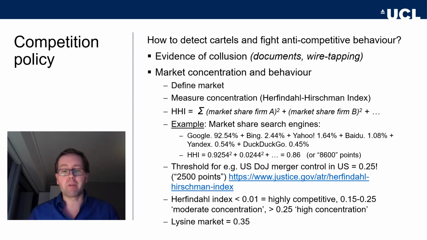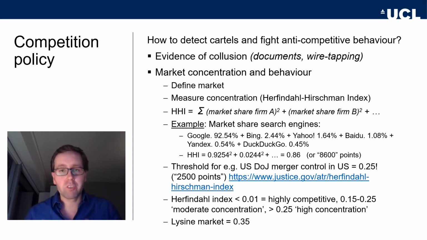And in general, if we think about the Herfindahl index, basically a value below 0.01 is a market that is highly competitive. Between 0.15 and 0.25 is moderately concentrated, and above 0.25 is highly concentrated markets. The lysine market that we had on the slides a little bit before, with these obscure chemicals, had a concentration of 0.35. So we don't need extreme cases to get to the cartel.